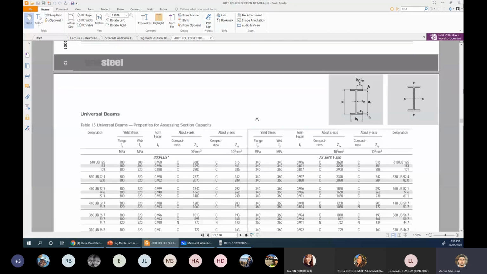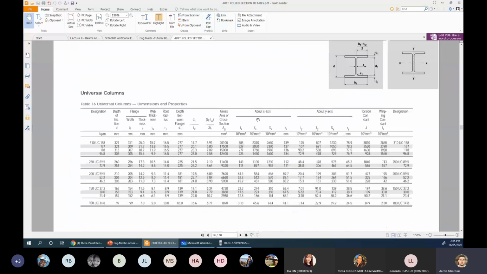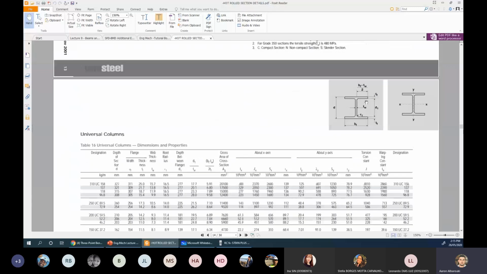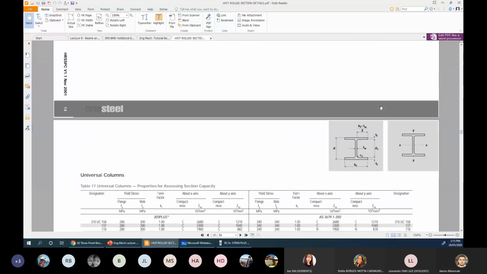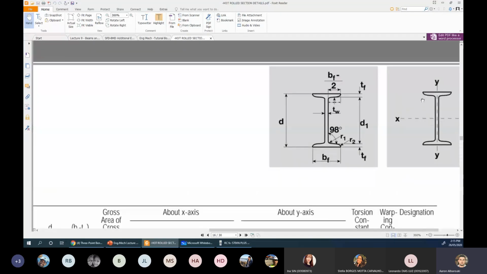This is the universal beam. So the IX value, and just let me go through these shapes further. Universal columns, the tapered flange beams. Look at the flange here. It's not parallel anymore. It's tapered. Gets smaller, tapered. Called tapered flange beam.